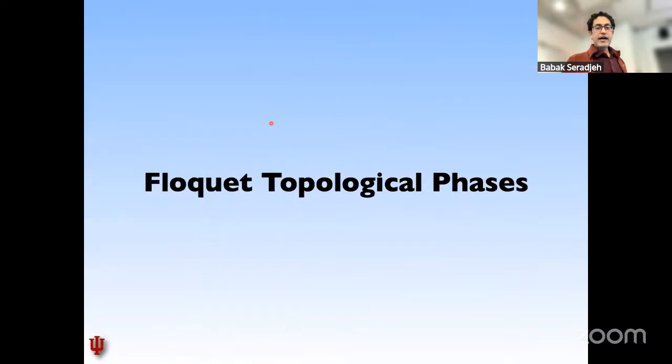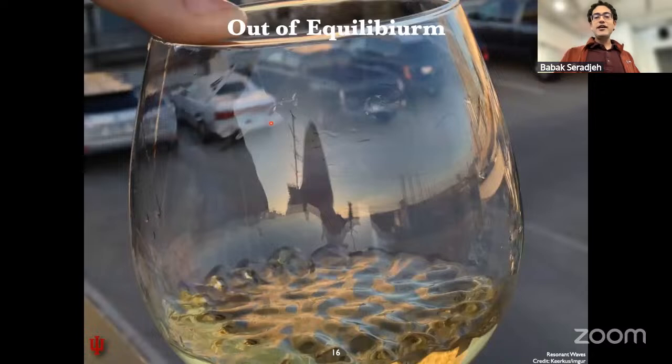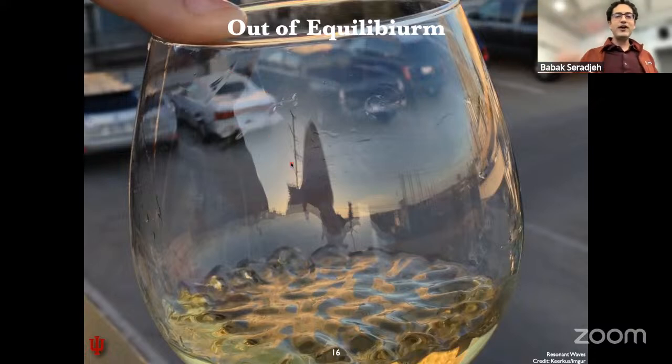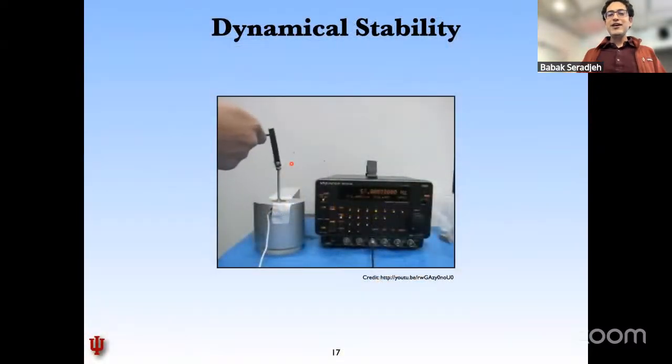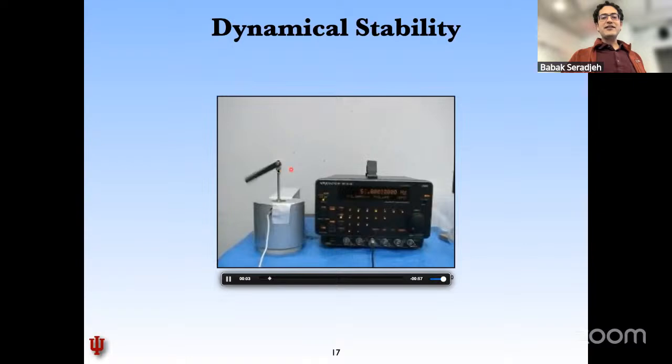All right. Now, I want to talk about Floquet topological phases. So the simplest way that I thought I could introduce this is, by the way, many of you are familiar with these effects. For example, you can create some interesting patterns by driving this sort of liquid, by running your finger around the rim of the glass.